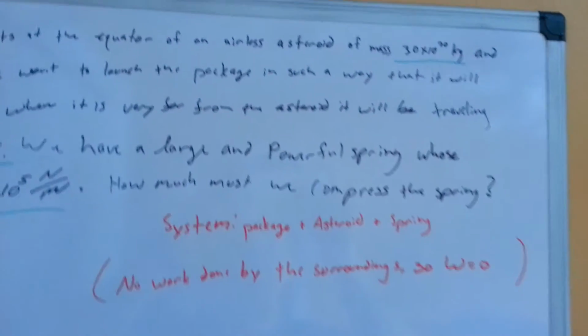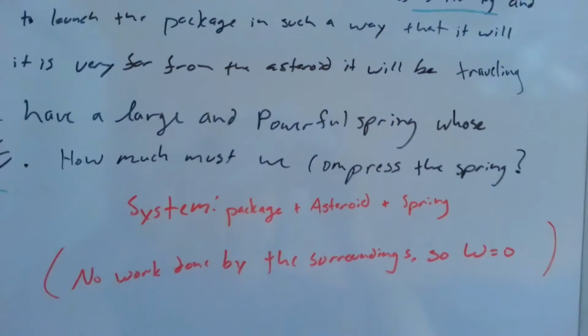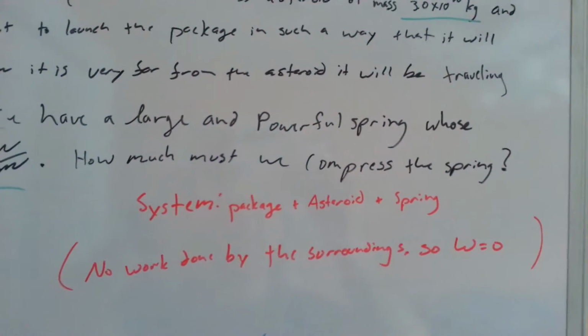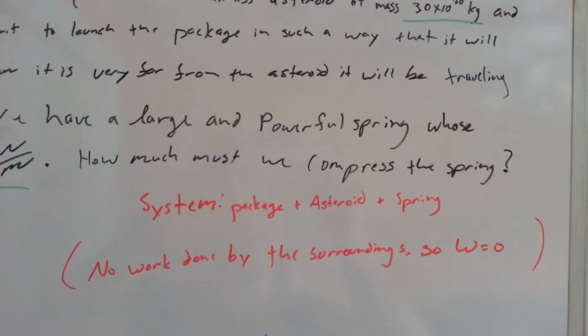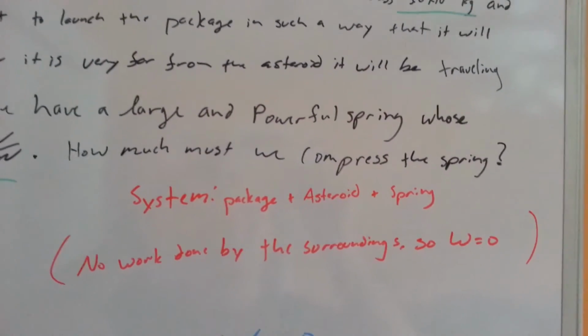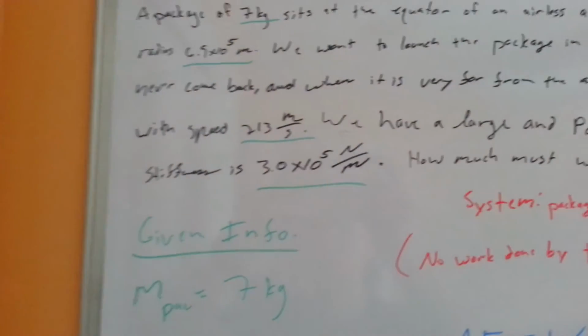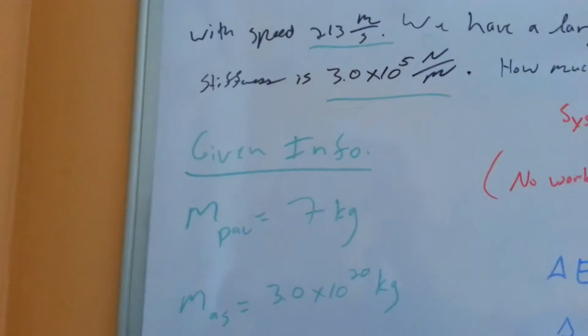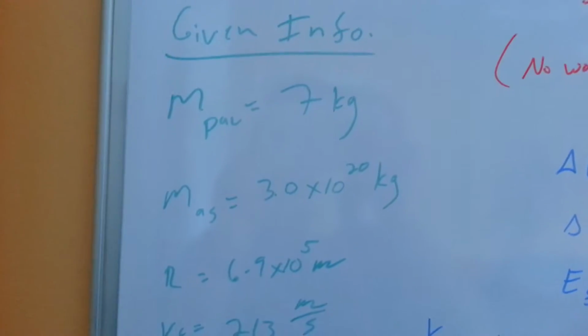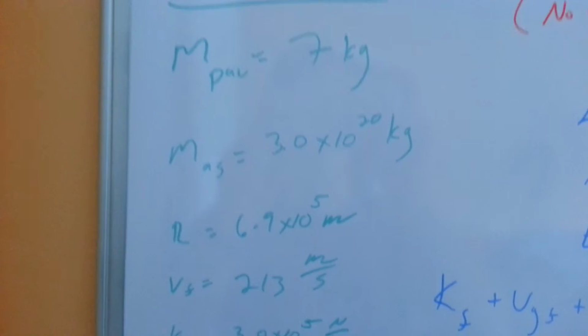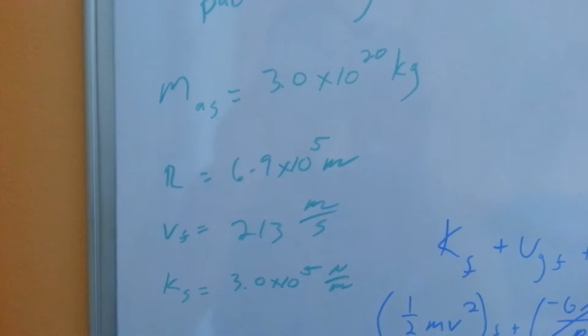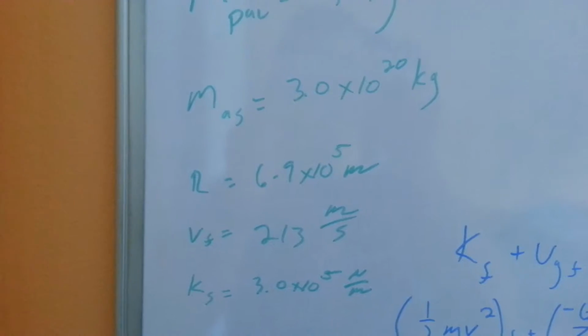First off, your system is going to be the package plus the asteroid plus the spring. And note that there is no work done by the surroundings, so your external work is going to be 0. Your given information, as underlined in the question, will be the mass of the package, the mass of the asteroid, the radius of the asteroid, the final velocity, and the stiffness of the spring.